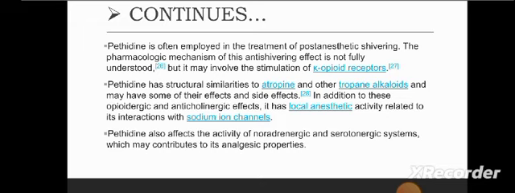Pethidine has structural similarities to atropine and other tropane alkaloids and may have some of their effects and side effects. In addition to these opioidergic and anticholinergic effects, it has local anesthetic activity related to its interaction with sodium ion channels. Pethidine also affects the activity of noradrenergic and serotonergic systems, which may contribute to its analgesic properties.